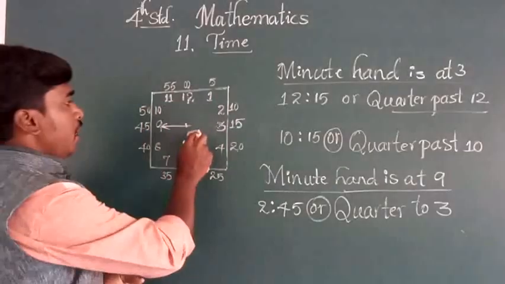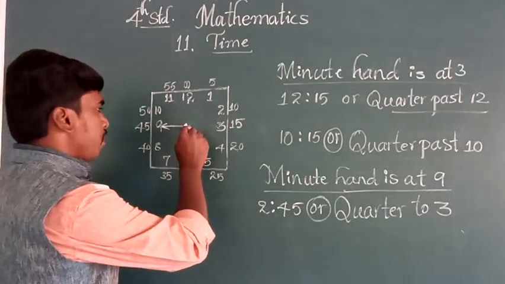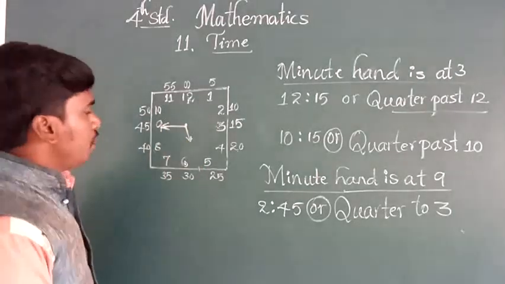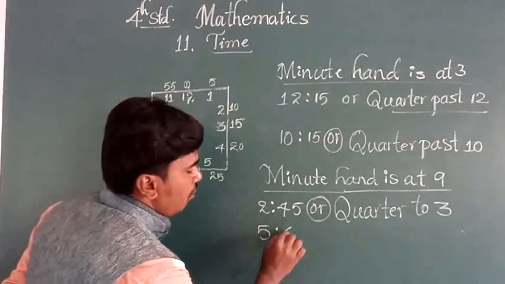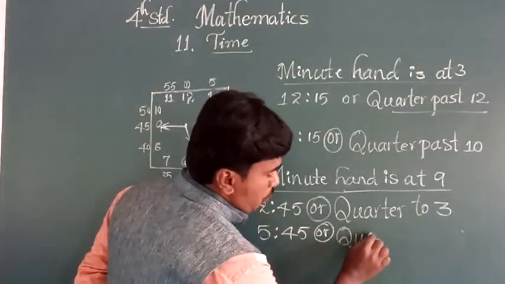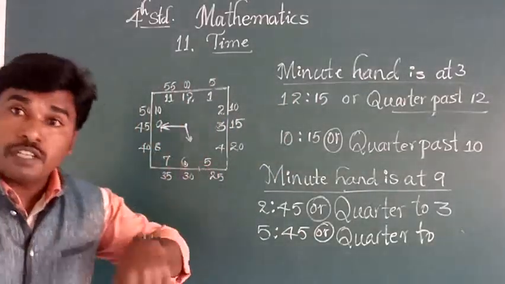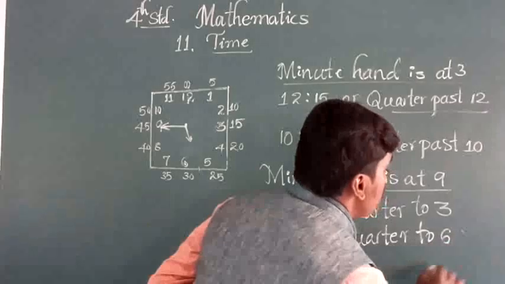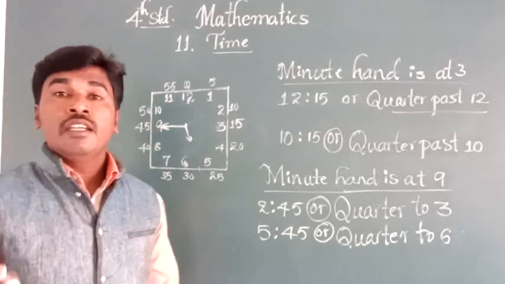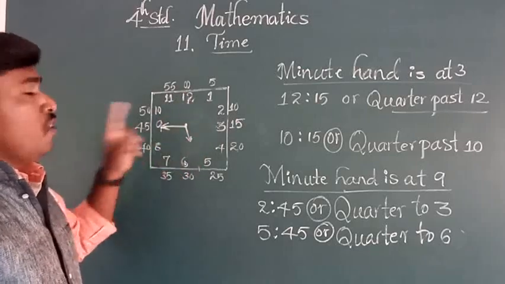So one more example you can take. Now the hour hand is in between 5 and 6. It is the minute hand. It is the hour hand. Can you tell the time? It is 5:45, or another way you can say quarter to 6. Don't say that it is 4:45. 15 minutes are there to complete 6 o'clock, so it is 5:45. In this way you say the time when the minute hand is at 12, 3, 6 and 9.